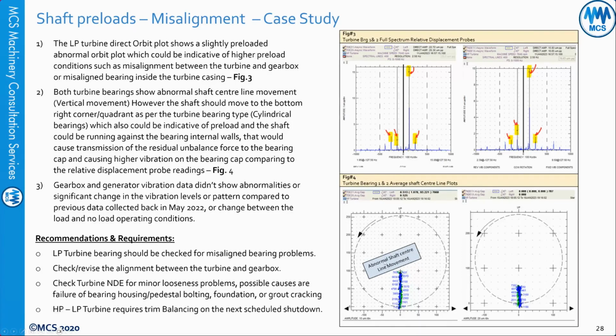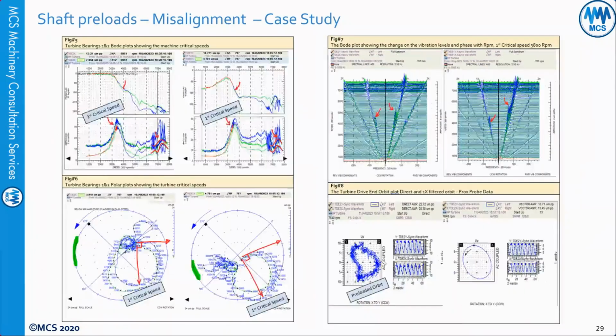Like, we have abnormal shaft center line, we have high bearing cap vibration compared to the relative displacement. When you look at the orbit, it was a preloaded orbit. Yes, the amplitude wasn't high, but you can see a preloaded orbit. This is what we call a bit similar to kidney shape or banana shape. So we have a preloaded orbit shape, not a normal orbit shape.